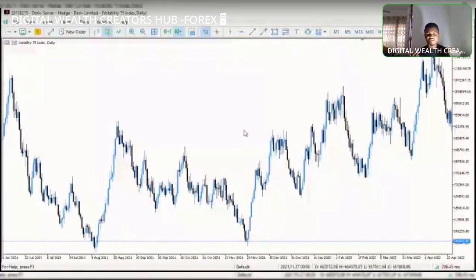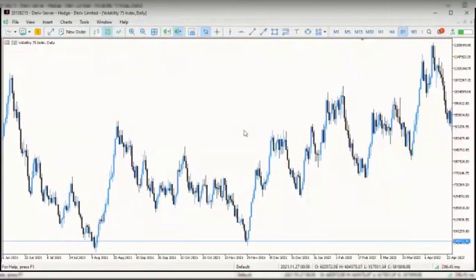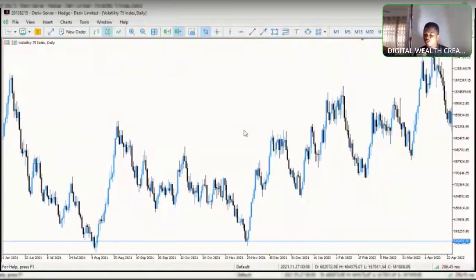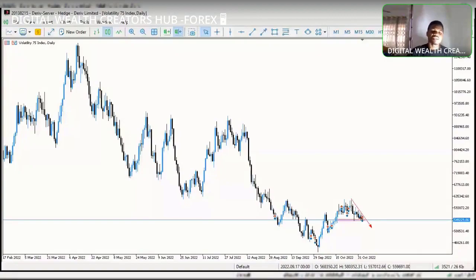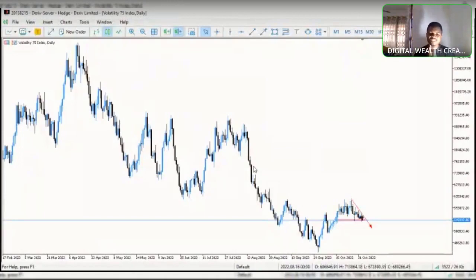locate a fully formed. Listen, this is where I said initially that you can take your notes, maybe your notepad and a pen, and jot some things down. It's very much important. So the first thing over here is locate a fully formed tweezer top or bottom on the daily time frame. That's the main reason we are even on the daily time frame on my MT5 platform currently. This is the daily time frame on Volatility 75. So that's the first point: locate a fully formed either tweezer top or tweezer bottom on the daily time frame.